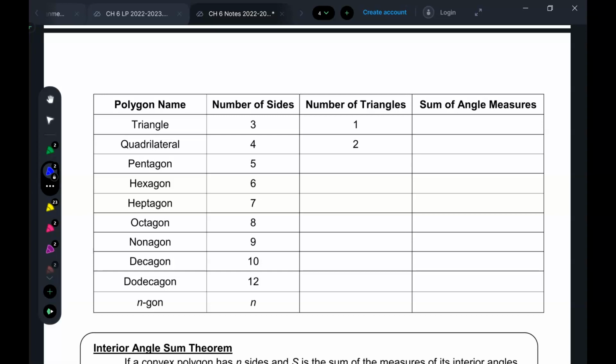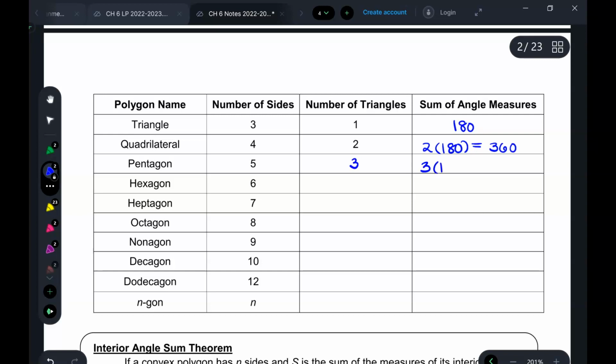If there are three sides, of course we know that's one triangle. So the sum of the angle measures was 180. When we had a quadrilateral, we had two triangles. So 2 times 180 gave us 360. When we had a pentagon, how many triangles did we have? 3. So 3 times 180, 540.